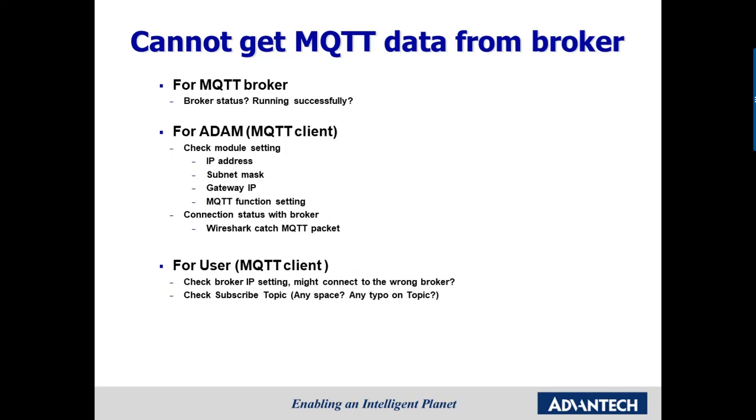Second, for ADAM, please check the module setting with correct IP setting and MQTT function setting. Sometimes you might forget to enable the MQTT function. You can also use Wireshark to catch the MQTT packet. This can always help you to find out where the communication problem is.